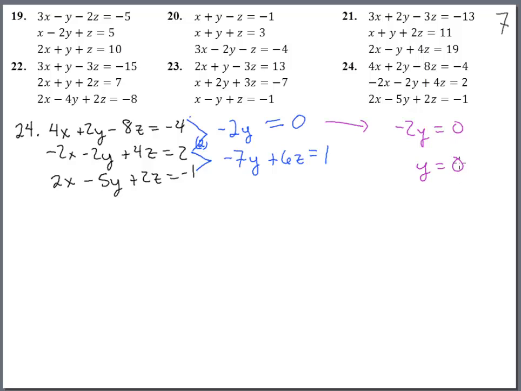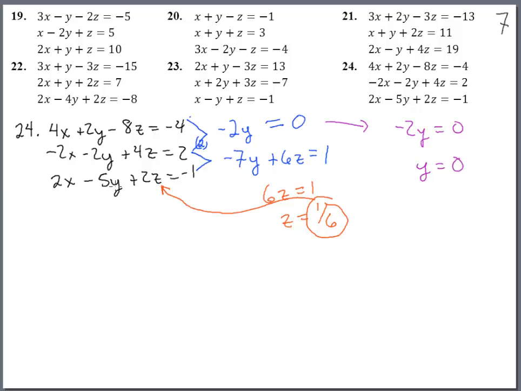So we're going to bring this back up here. Y is 0, and we get 0 plus 6z equals 1, and z is then 1/6. And now we go and plug them into these others. So z is 1/6. Plug it in right there.